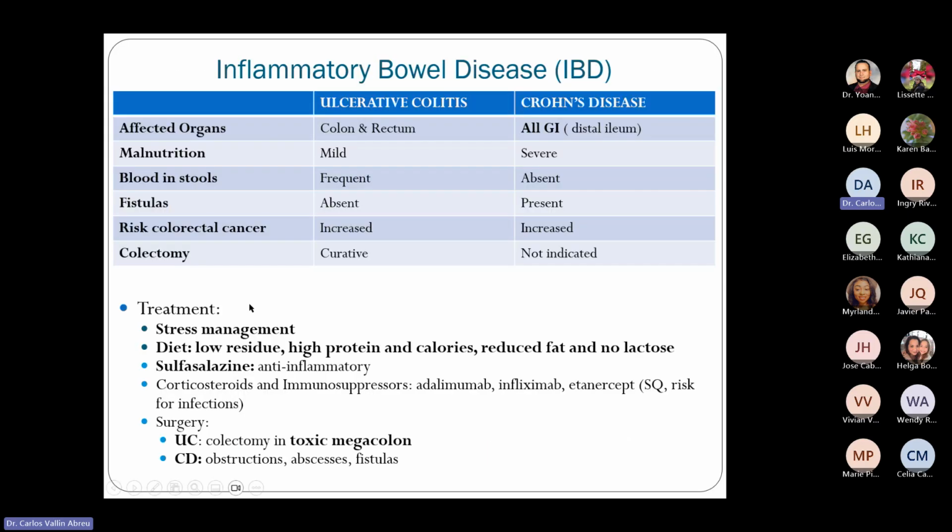have ulcerative colitis. In Crohn's disease, this surgery is not indicated, but sometimes they need to do surgery because they tend to develop fistulas, and to correct the fistula, sometimes they need treatment. The medication used for the treatment of this is anti-inflammatory medication like sulfasalazine, and immune suppressors like adalimumab, infliximab, monoclonal antibodies, etanercept, corticosteroids, etc.